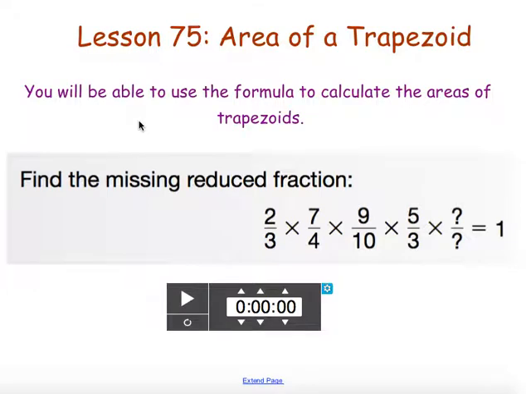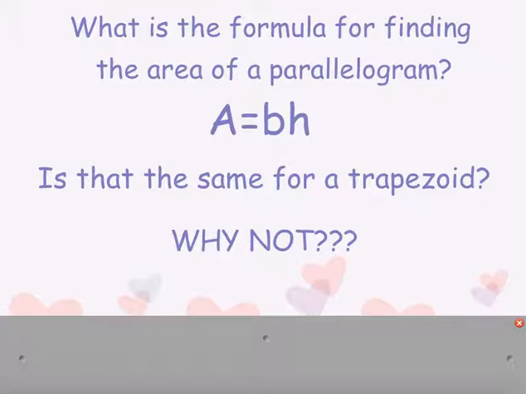Course 3, Lesson 75, we are looking at the area of a trapezoid, and in this video we'll also be looking at 76, where we are finding the volumes of cylinders and prisms. So first of all, for the area of a trapezoid, it has 4 sides, but it's unfortunately different from how we find the area of a rectangle or parallelogram, which we normally use area equals base times height.